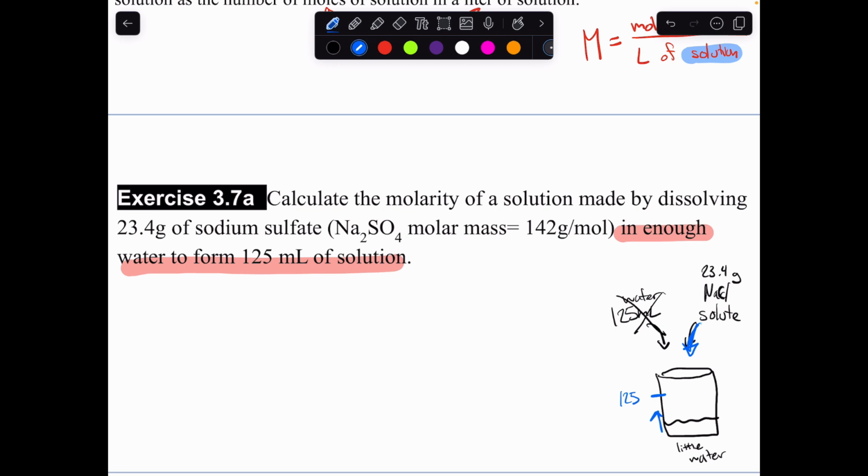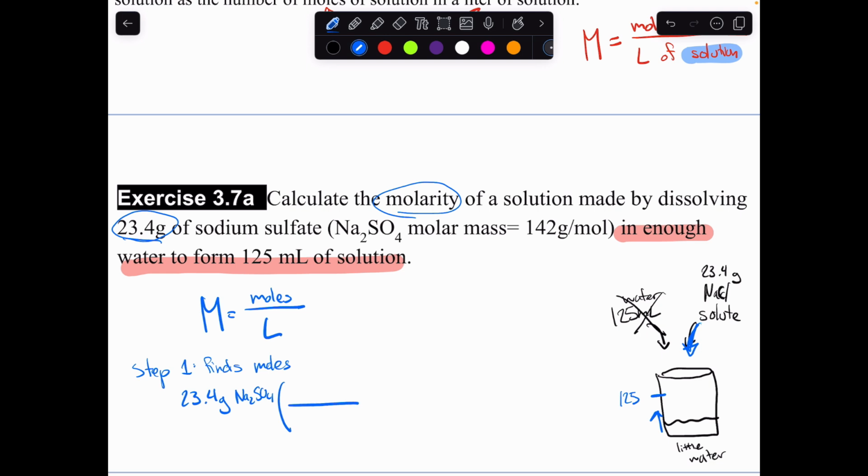In this problem, we want to find molarity. Molarity, as we said, is moles per liter, so this is a 2-unit thing. We need to find each of those things separately, and then we can put them together. Step 1 is we're going to find moles. They've given us grams, so we're going to convert here. We take 23.4 grams of our Na2SO4, and we need to convert that into moles.